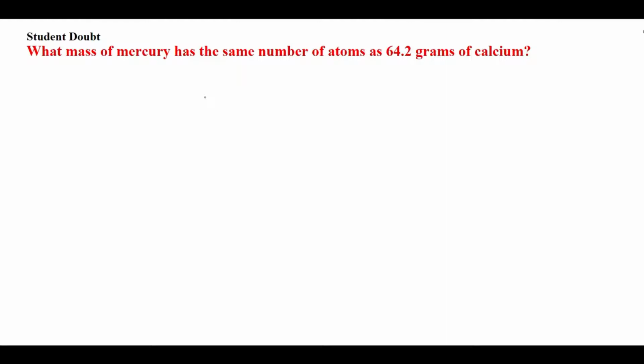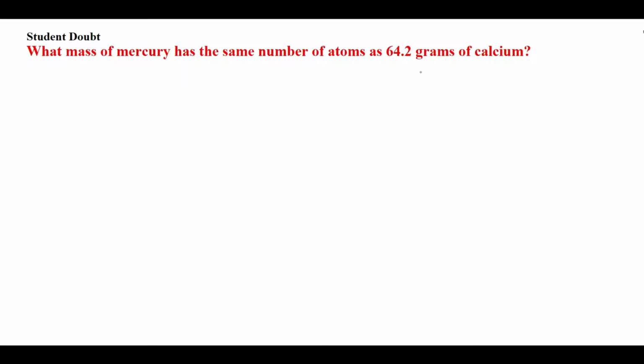Students, this is a student doubt and let's read this statement. What mass of mercury has the same number of atoms as 64.2 grams of calcium? In this question, you have 64.2 grams of calcium and you have to find the mass of mercury that will have the same number of atoms as we are having in 64.2 grams of calcium.